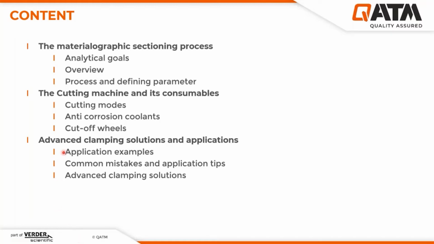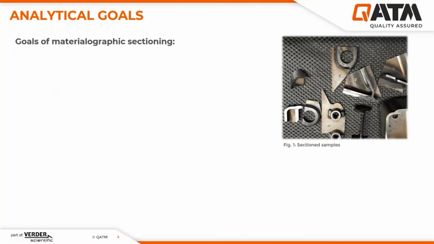We will talk about application examples as well as common mistakes and tips on how to prevent these mistakes from occurring in industrial application. We also will highlight some advanced clamping solutions for specific part geometries. So let's finish everything with a summary so that you also have something to take home with you. Let's begin with the analytical goals.